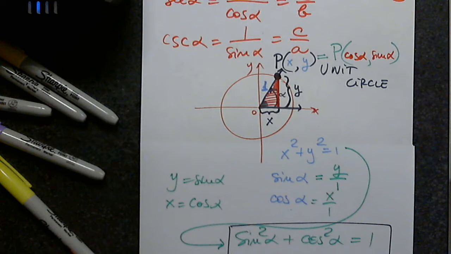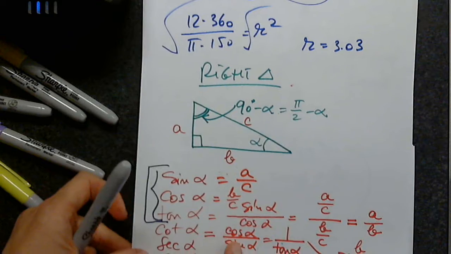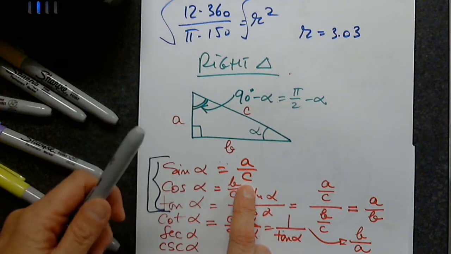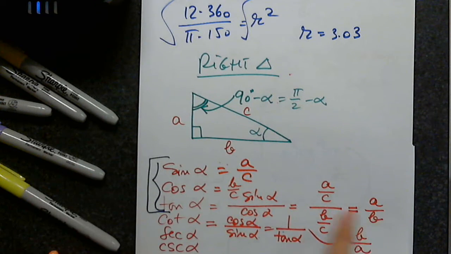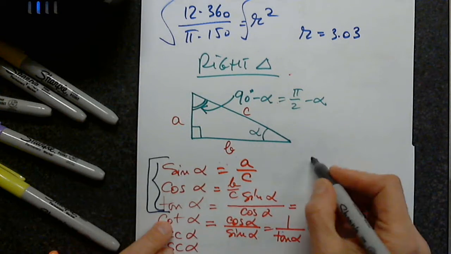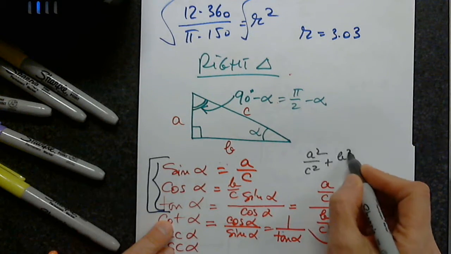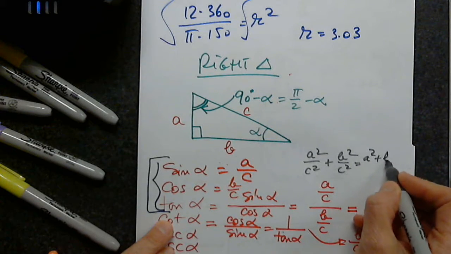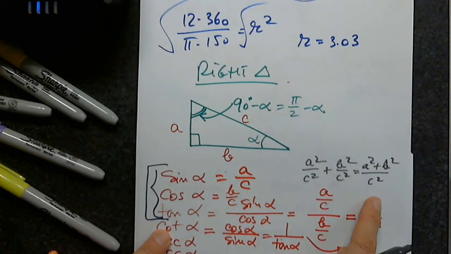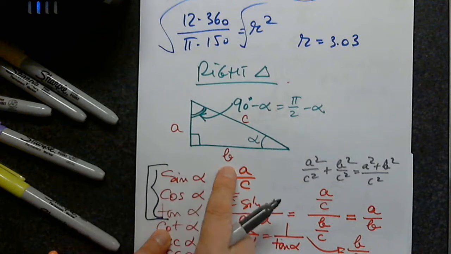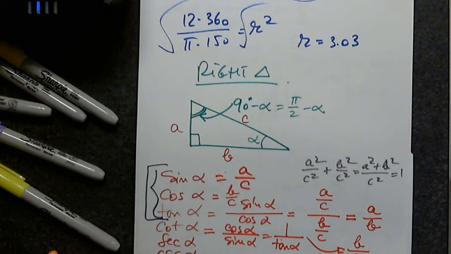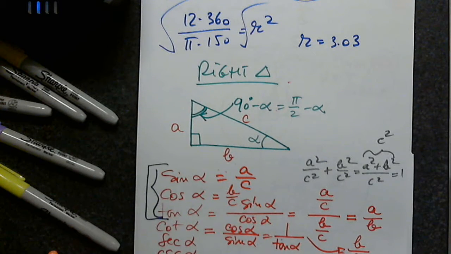We can go back to the regular triangle we had here, and a squared over c squared plus b squared over c squared equals a squared plus b squared over c squared. But the Pythagorean theorem says that c squared equals a squared plus b squared. So this is 1, because the top is c squared, and c squared over c squared is 1. This happens in any triangle.